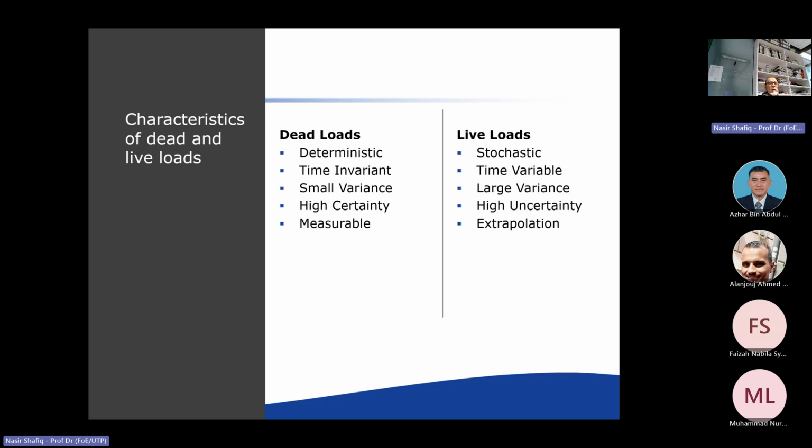Live loads are variable. The wind, today the wind is blowing fast, next day the wind is blowing slow, right? So these are stochastic, time dependent, with large variation and high uncertainty, so they cannot be easily measured, but they can be extrapolated with the probability of occurrence.